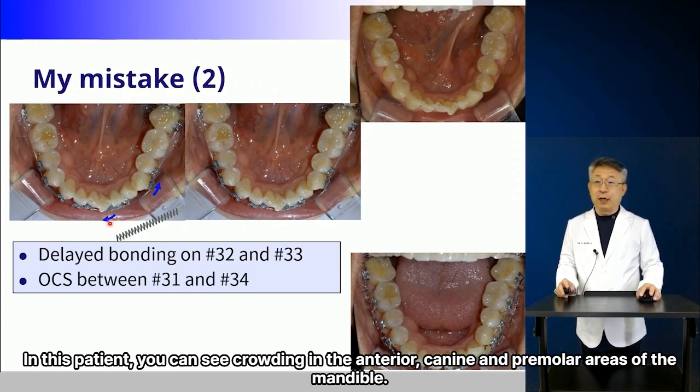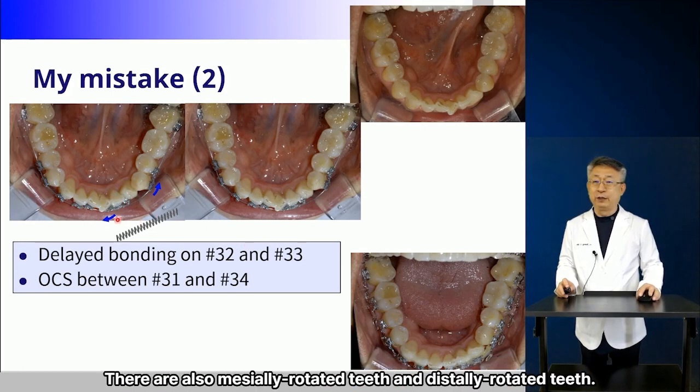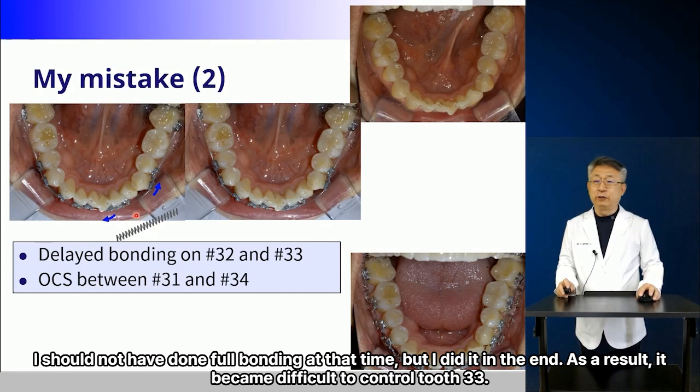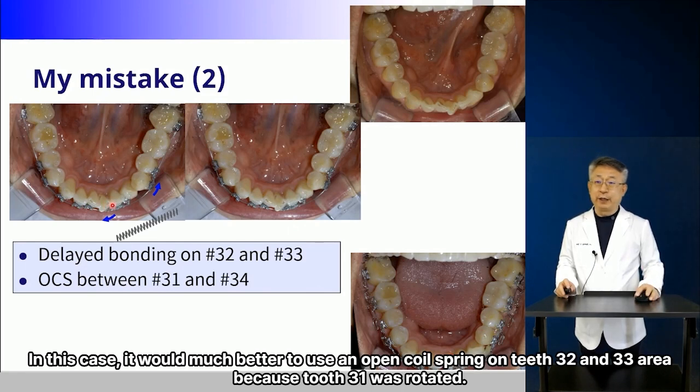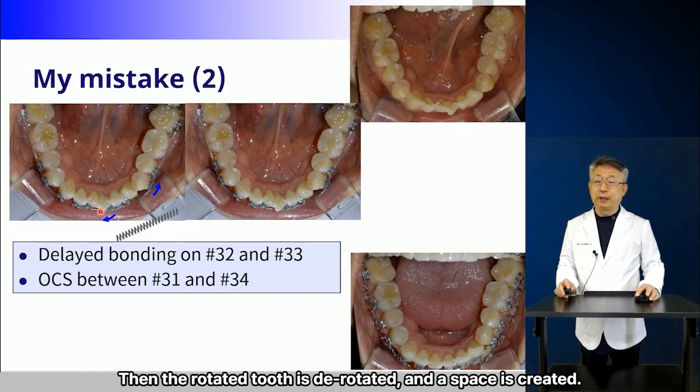In this patient, you can see crowding in the anterior, canine, and premolar areas of the mandible. There are also mesially rotated teeth and distally rotated teeth. I should not have done full bonding at that time, but I did it in the end. As a result, it became difficult to control tooth 33. In this case, it would have been much better to use an open coil spring on the teeth 32 and 33 area because tooth 31 was rotated. Then the rotated tooth is derotated and a space is created.